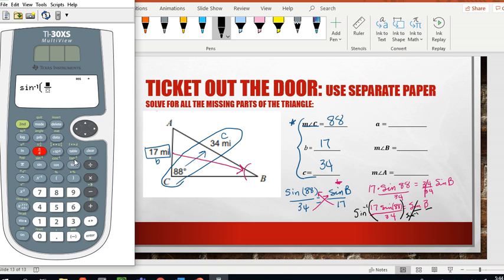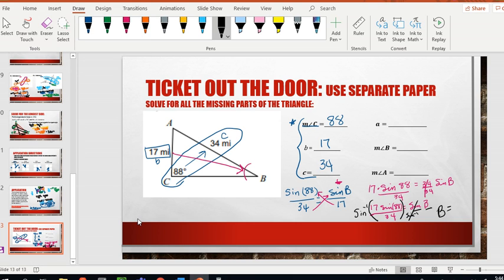Now, n over d. And I have 17 sine of 88, close the parentheses, all over 34. And if I want to close the parentheses, I can. If you don't, it will work. All right, enter. That is 29.979. Well, that, my friend, is pretty much 30 degrees. So B equals 30, and since it's an angle, I'm going to say the measure of angle B equals 30 degrees.